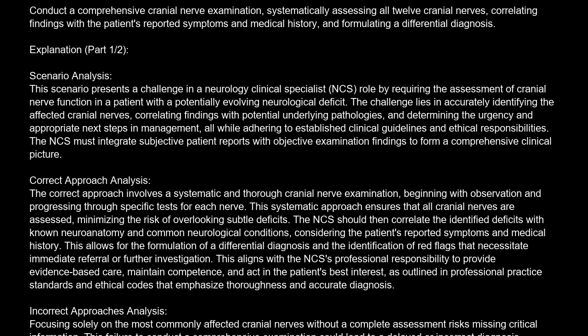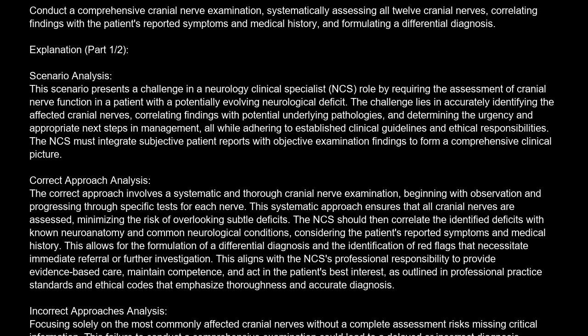Explanation. Scenario analysis. This scenario presents a challenge in a neurology clinical specialist, NCS, role by requiring the assessment of cranial nerve function in a patient with a potentially evolving neurological deficit. The challenge lies in accurately identifying the affected cranial nerves, correlating findings with potential underlying pathologies, and determining the urgency and appropriate next steps in management, all while adhering to established clinical guidelines and ethical responsibilities. The NCS must integrate subjective patient reports with objective examination findings to form a comprehensive clinical picture.